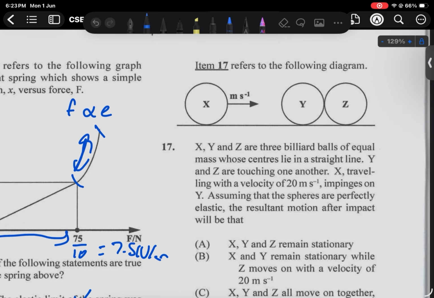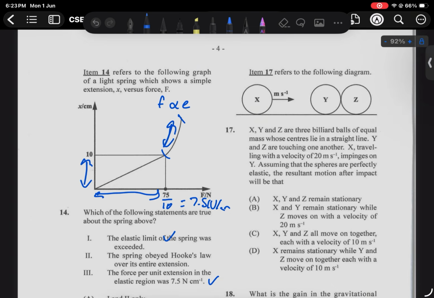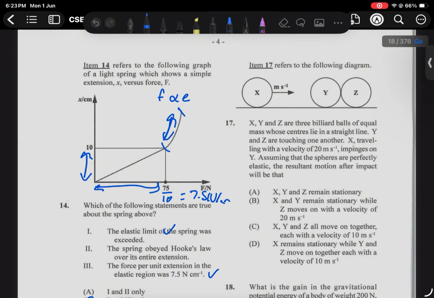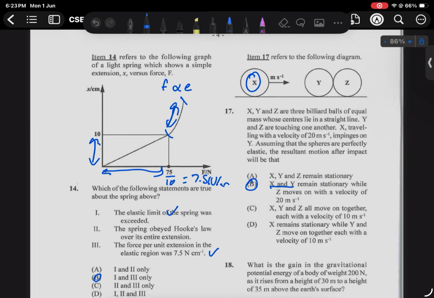Item 17 refers to the following diagram. X, Y, Z are 3 billiard balls of equal mass whose centers lie in a straight line. Y and Z are touching one another. X, traveling with a velocity of 20 meters per second, impinges on Y. Assuming that the spheres are perfectly elastic, the resultant motion after impact will be that. So you know that the momentum before is equal to the momentum after. So if one ball is traveling at a speed and collides with two stationary balls, the other ball that moves will have the same speed as the original ball. So X and Y will remain stationary while Z moves on with a velocity of 20 meters per second.